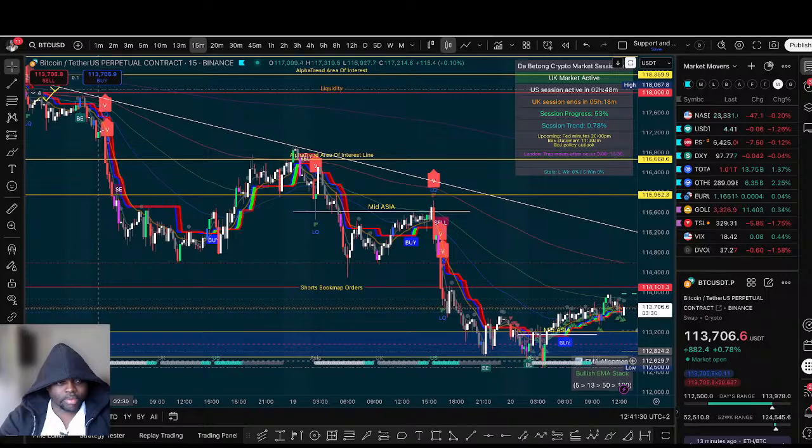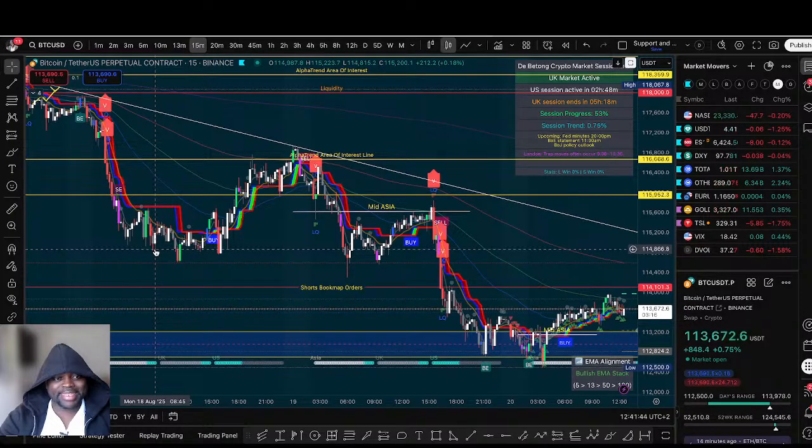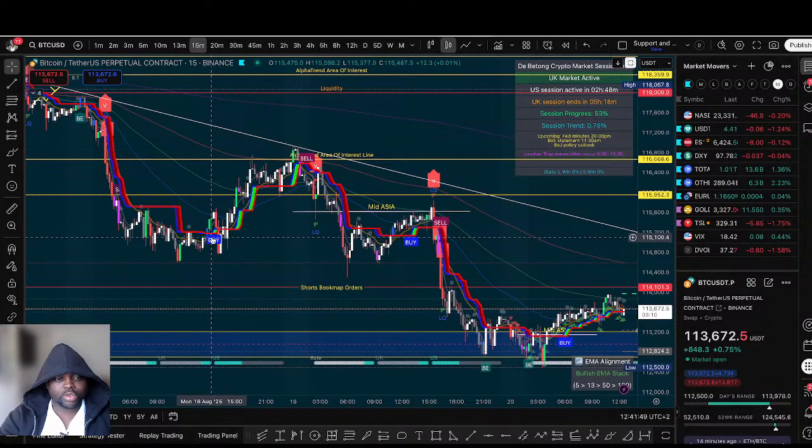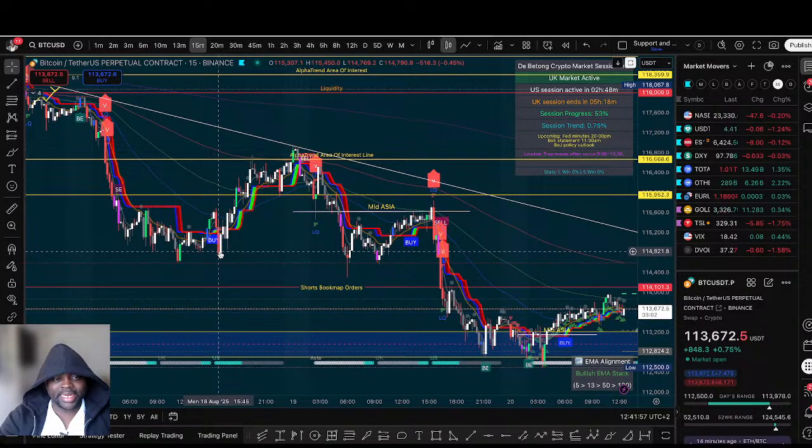This was Monday. During the Asian session, Asia brought price down, right down here to around 114,800. Then after that, we saw how UK took price right up to about $115,000. US came in. US brought price back towards the area that price began during the Asia, towards the low of Asia and the low of UK.